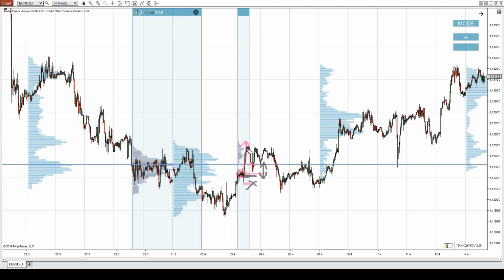So this would be actually another support standing in the way, helping to turn the price in my direction. Alright, so that's how I would trade this situation.